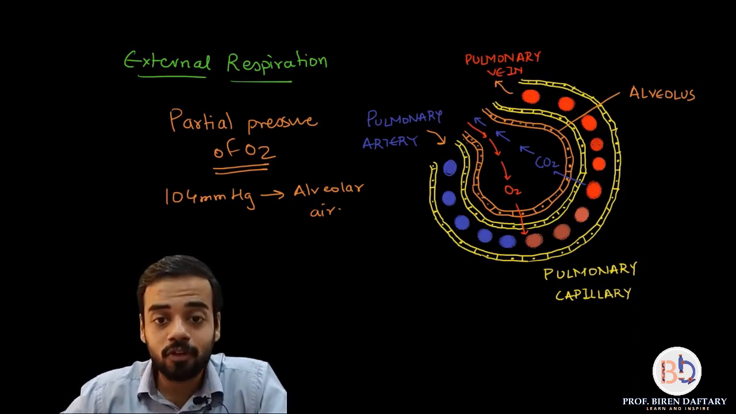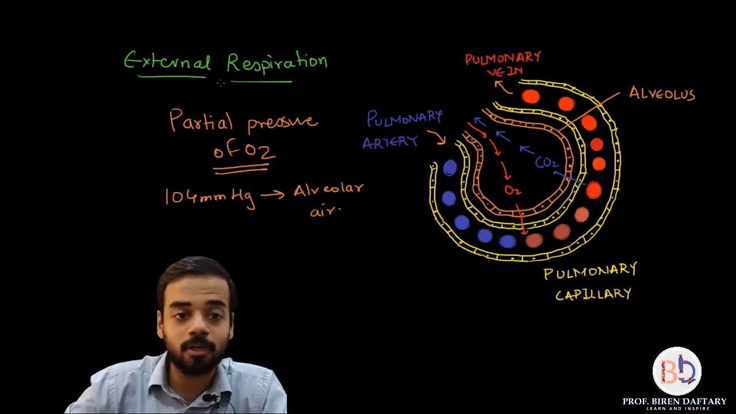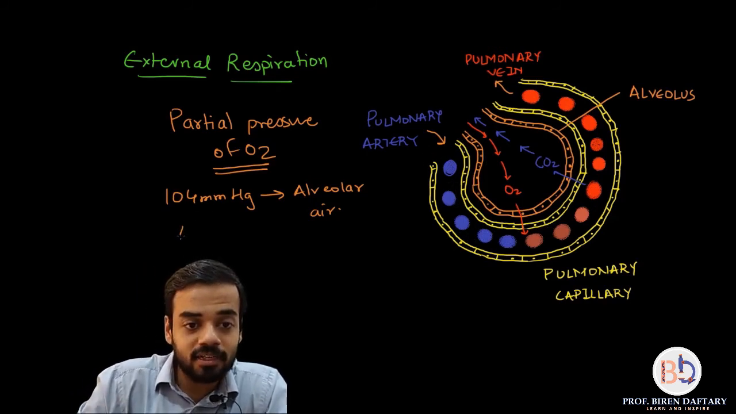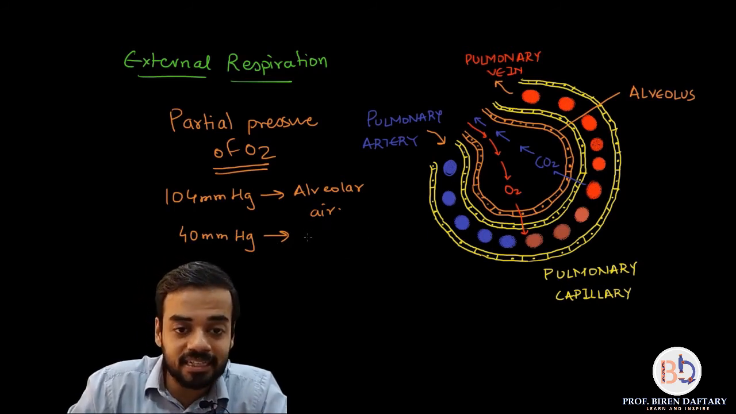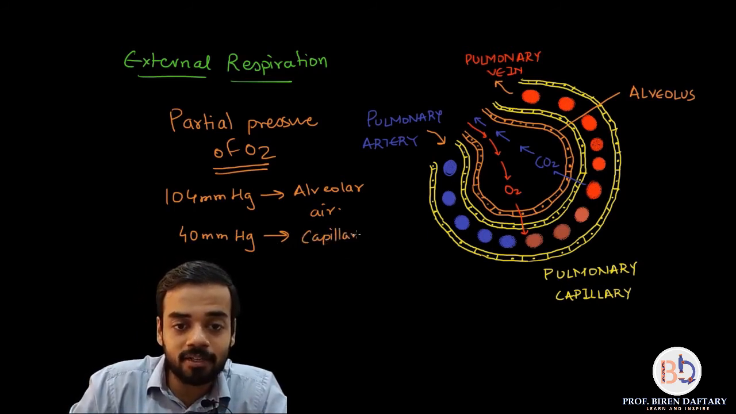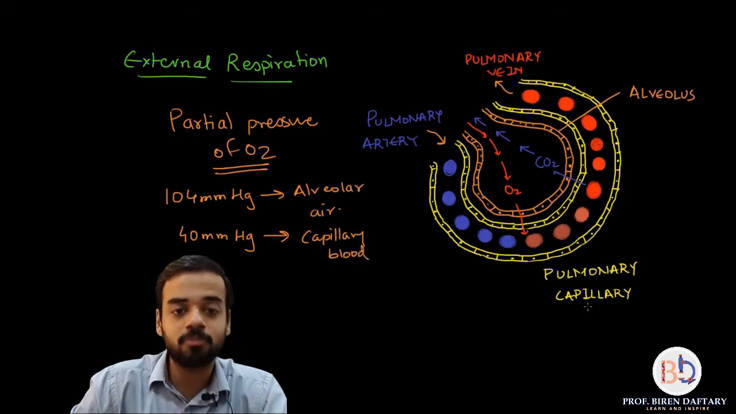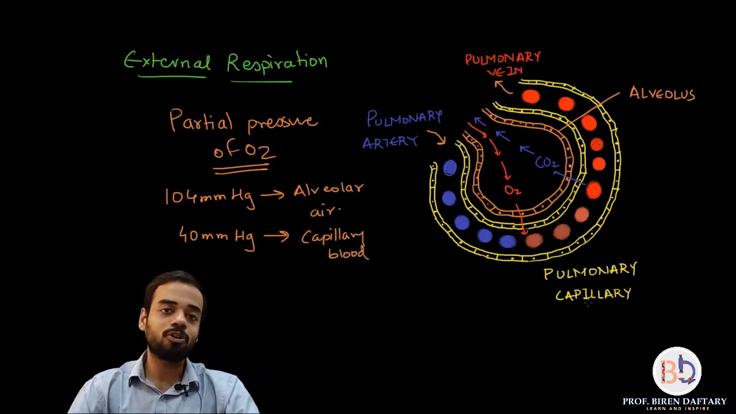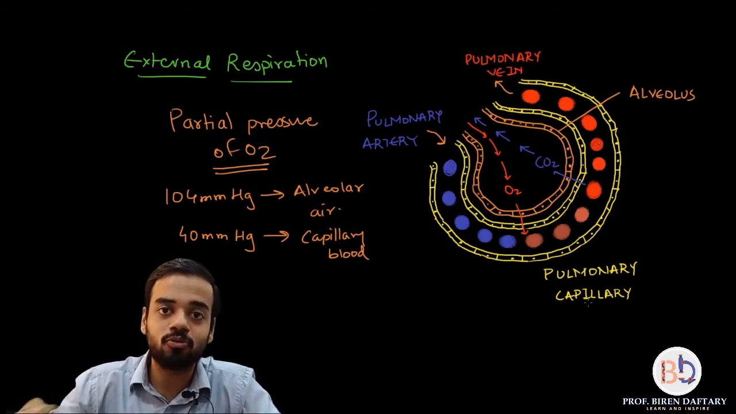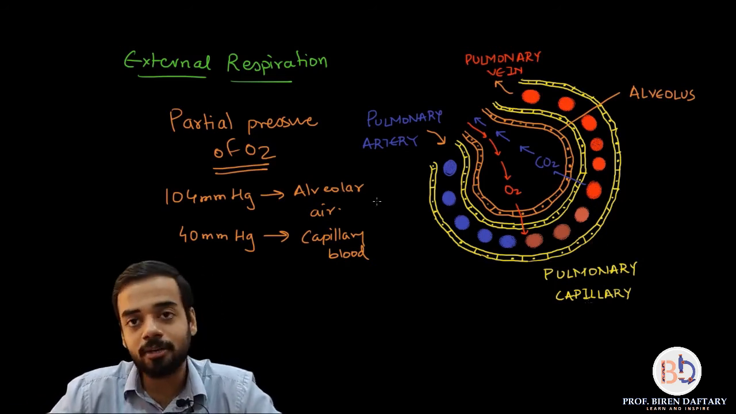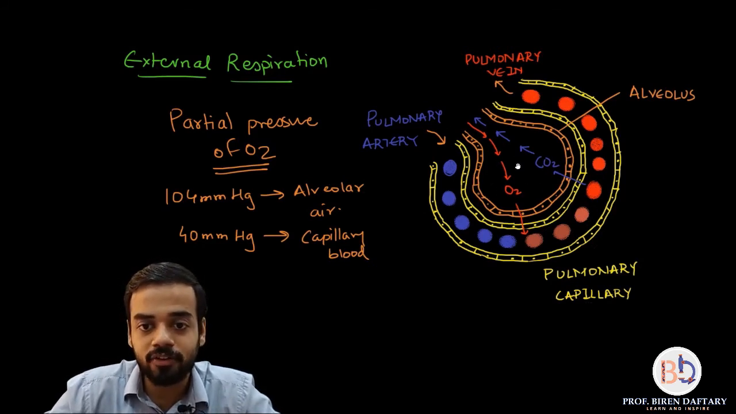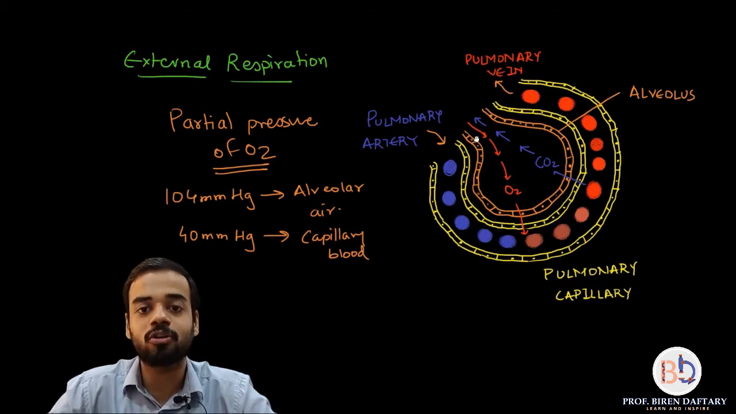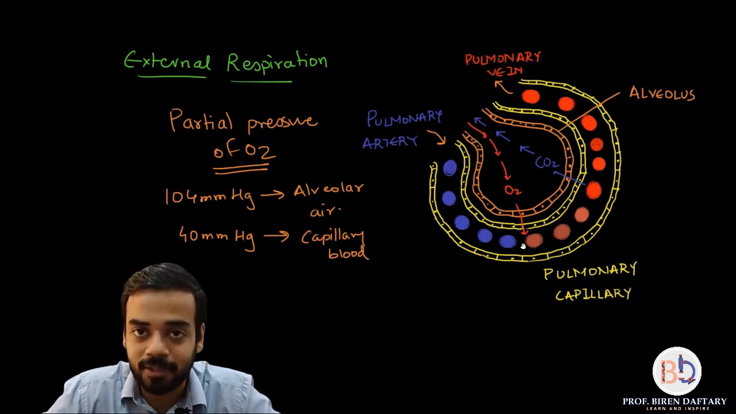What is the pressure of the oxygen which is flowing in this blood coming from the pulmonary artery? So that pressure is approximately 40 millimeters of mercury. That is the partial pressure of oxygen in the capillary blood. Capillary blood means the blood which is flowing through this pulmonary capillary. So now what do you think, from where will oxygen go to which place? Obviously it will go from higher pressure to lower pressure. Pressure of oxygen is more over here in the alveolus and less in this capillary. So oxygen will go from alveolus into the capillary, correct?